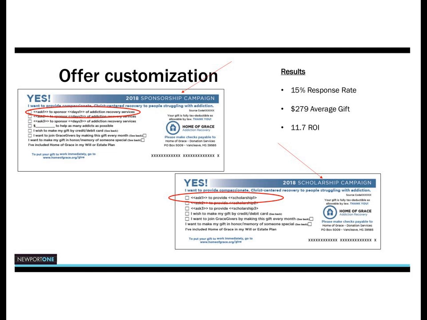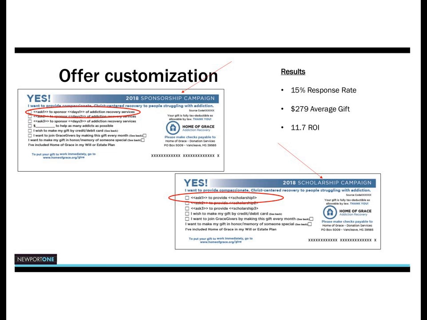Here's just a really quick case study. All I'm showing you on this slide are the reply devices, but this is one organization that we worked with that does drug and alcohol recovery, and they had a typical fundraising offer of, can you sponsor a day of recovery? We helped them develop a scholarship offer, which is, can you provide a scholarship for someone for the full program, which is an elevated ask and an elevated gift amount.